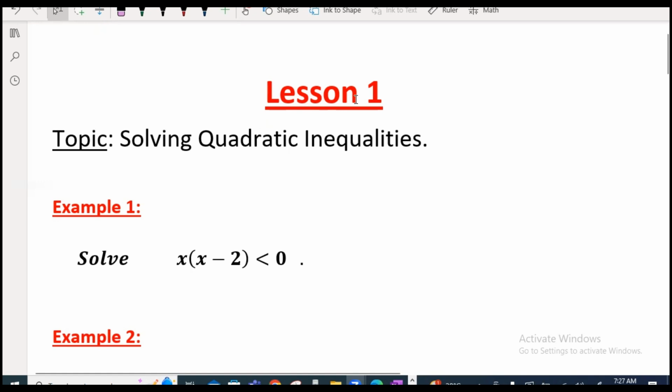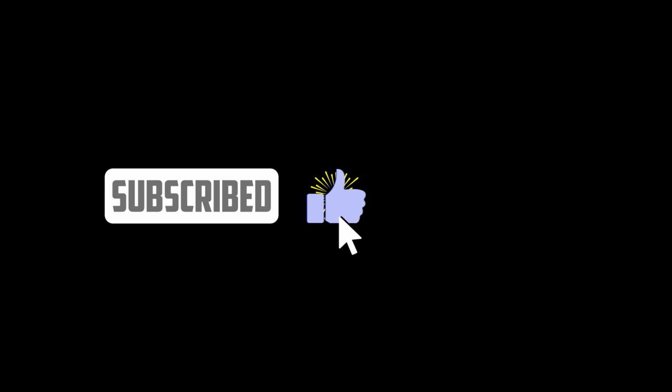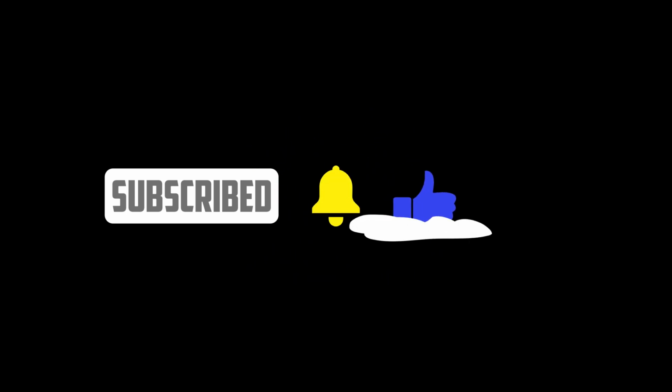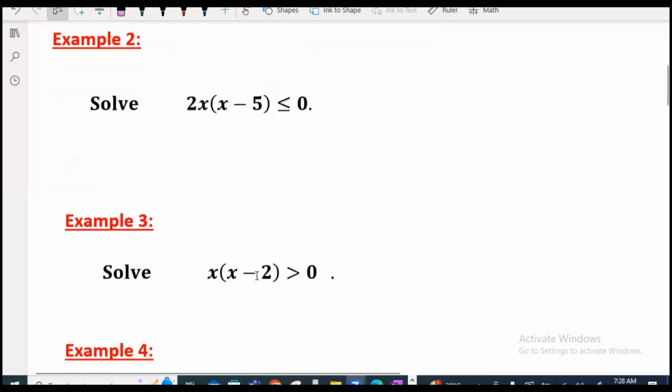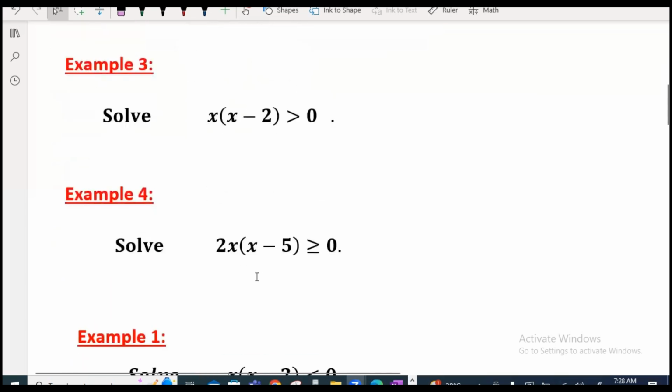This is lesson number one of the topic solving quadratic inequalities. I'm going to take four examples for this topic, and this lesson will be helpful when you are attempting questions of the topic function in A level P1 and the topic modulus function in A level P3. So there are four examples here of this topic. I'm going to explain one by one how to solve these inequalities.